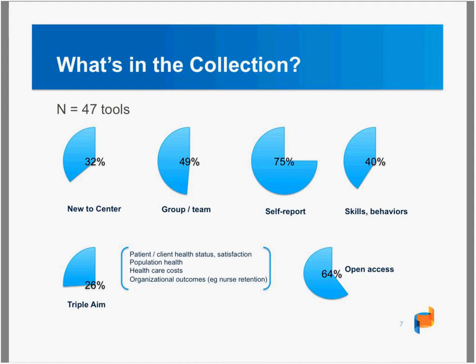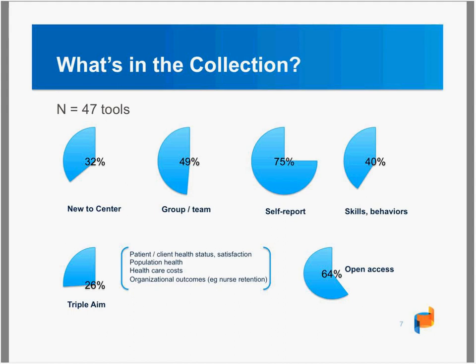Currently, we have 47 tools, about a third of which are new to the center, which we found through literature review and networking. The rest were pulled over from our resource center or the pre-existing curated collection. About half the tools focus on groups or teams as a whole. The rest focus on individuals or loose networks of people, groups, or organizations. Three-quarters of the tools are self-report. The rest are observational scales or tools, or recording systems, or like audits.